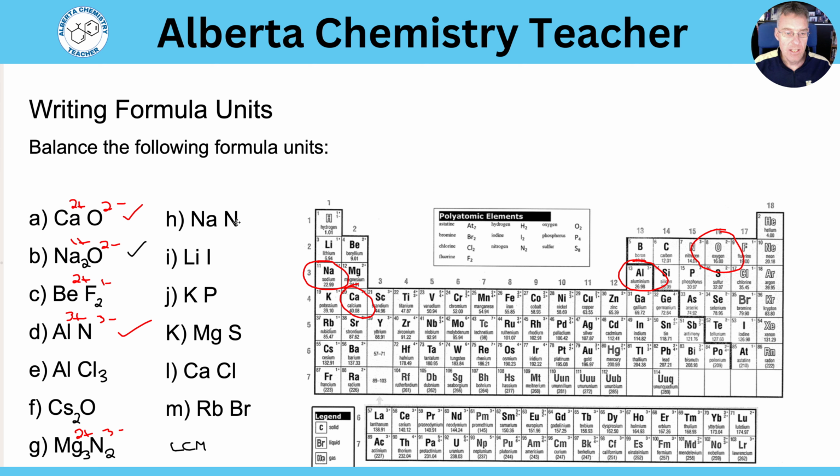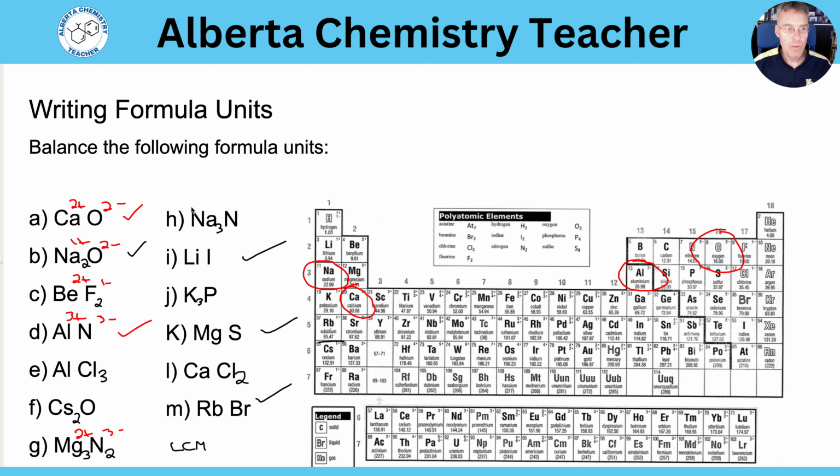Letter H, we've got a minus 3 ion and a plus 1, so we need 3 of the sodiums. Lithium is plus 1, and iodide is minus 1, so that doesn't need any numbers. Potassium plus 1, minus 3, 3 of those. A plus 2 and a minus 2, so no subscripts. Calcium is a plus 2, chloride's a minus 1, so you needed 2 of those. And rubidium is a group 1, so plus 1, and a minus 1 in bromide, so that's balanced. So that's correct formula units, and identifying something is ionic.